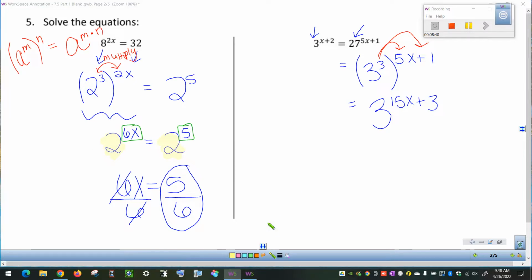A really common mistake that students make on this is they don't write plus 3 here, they accidentally write plus 1. So make sure we know that that 3 is being distributed, it's being multiplied to both parts.